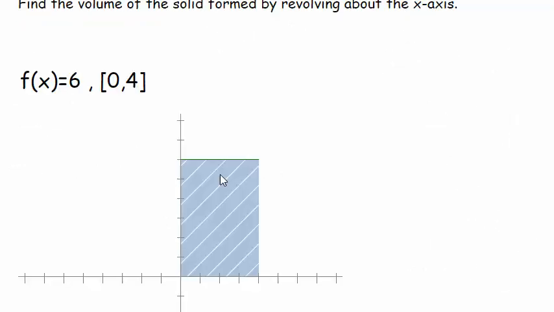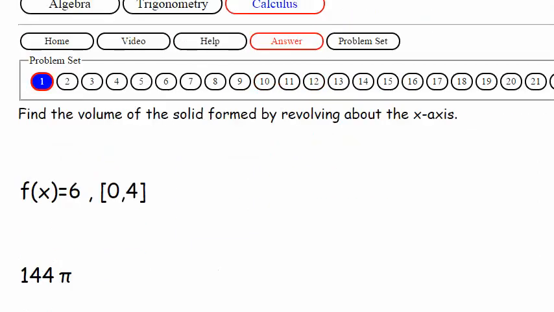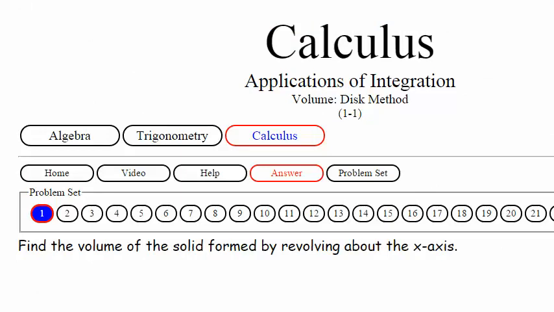Let's go back to the web page. So if you could imagine, there's a little bitty disk here, but then we're adding all the disks together is what we're doing. All right, let's hit answer here, and we get 144 pi. All right, so hopefully that helps you out a little bit.